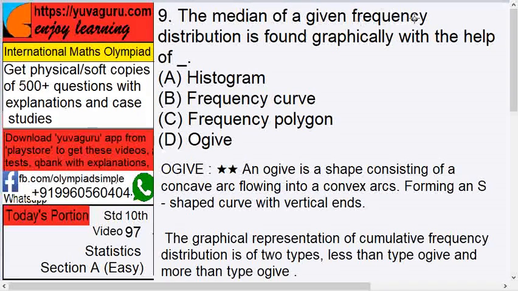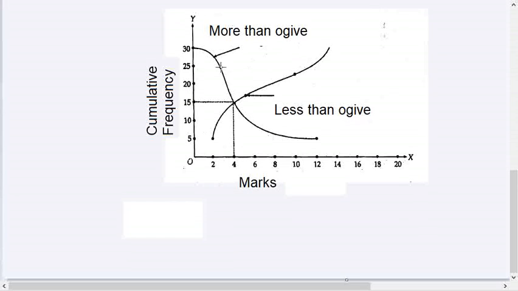The median of a given frequency distribution is found graphically with the help of ogive. Now what is ogive? Here, an ogive is a shape consisting of a concave arc flowing into convex arcs, forming an S-shaped curve with vertical ends. Here it's like this. It is more than ogive like this curve and less than ogive like this curve, and where it meets, that is known as the.